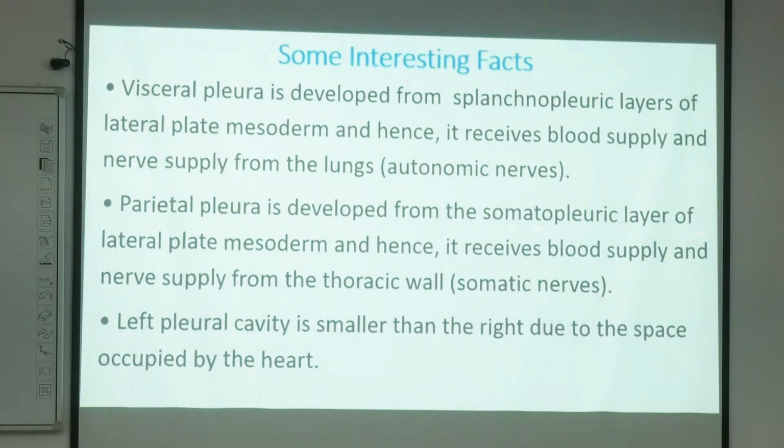And parietal pleura is developed from the somatopleuric layer of the lateral plate mesoderm, and hence it receives its blood supply and nerve supply from the thoracic wall. That is, somatic nerves are supplying this parietal pleura. So there will be pain in case of injury of the parietal pleura. Now, left pleural cavity is smaller than the right due to the space occupied by the heart. Okay.